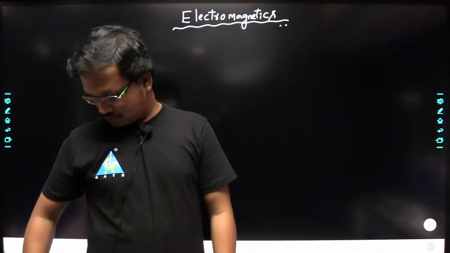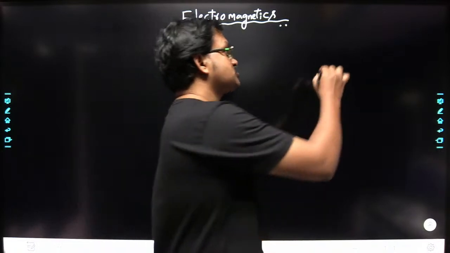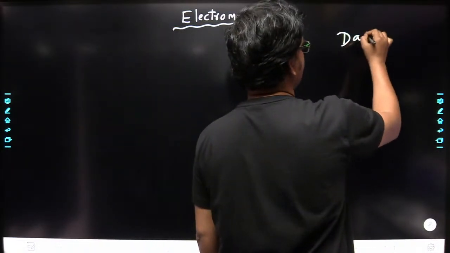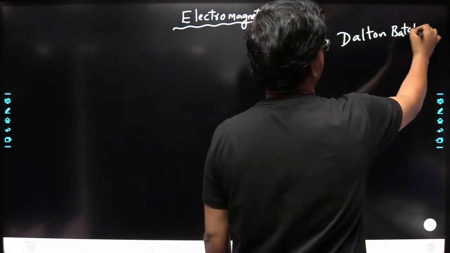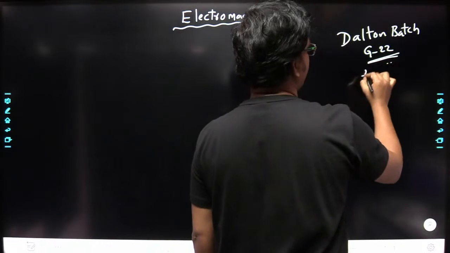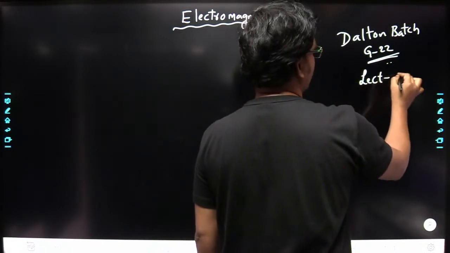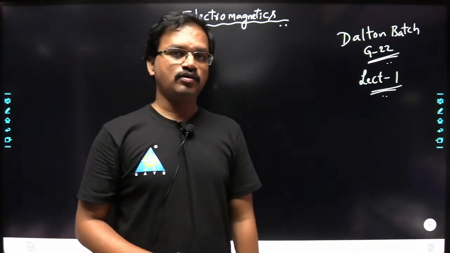Today onwards, this is the first lecture for the Dalton batch for GATE 2022. In this batch we are going to start with lecture 1 on electromagnetics.